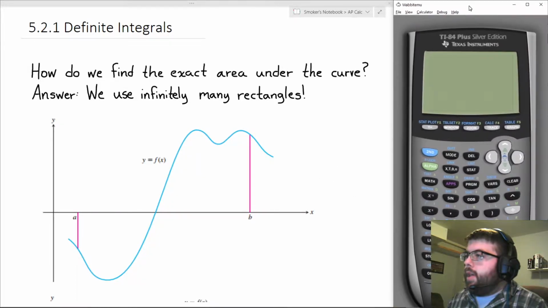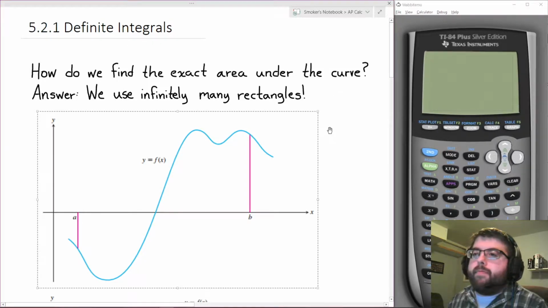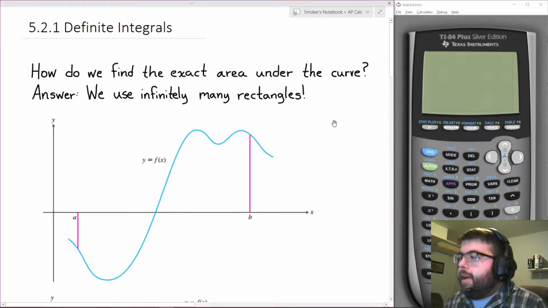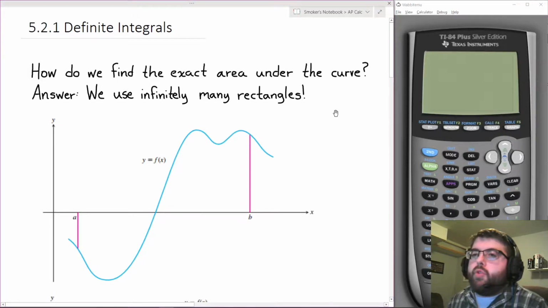Hello, AP Calc. Today I'm going to do part 1 of chapter 5, section 2. Now that we know how to estimate the area under the curve, we're going to want to actually find the exact area under the curve. This actually seems much more useful because exact is always better.